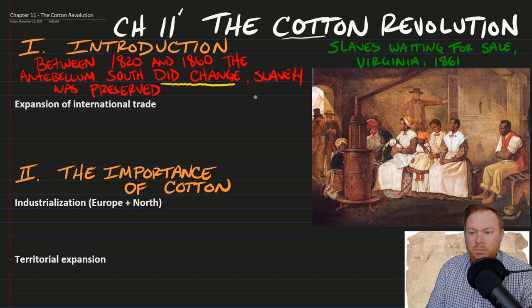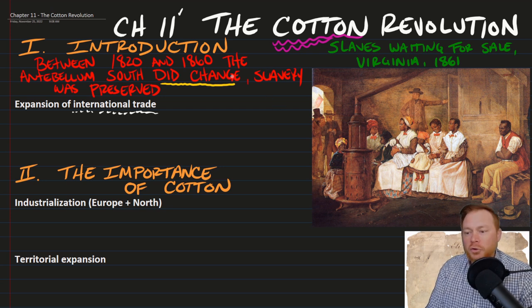First, though, and maybe the most obvious change, was the role that the South had in international trade. The introduction to this chapter gives us an idea of how the American South is engaging with the broader economy, unlike it had done in the past. And this is all revolving around one single crop, and that crop is cotton. Cotton becomes the key change in the South that really facilitates all other changes.